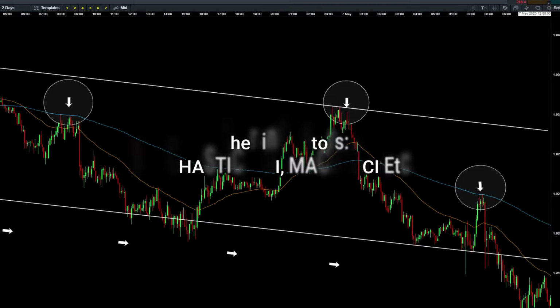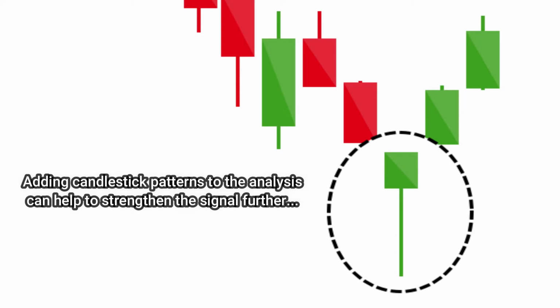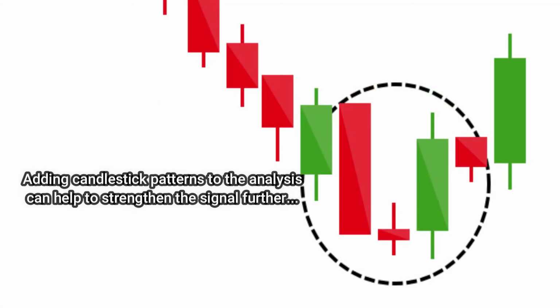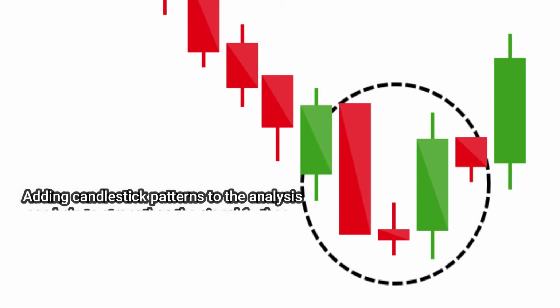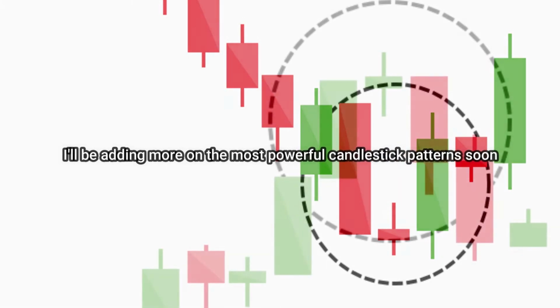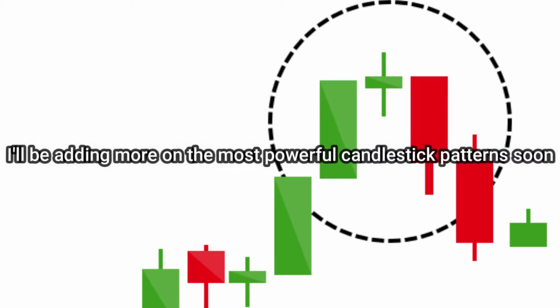Now, in conjunction with these indicators, for me personally, I like to use some sort of individual candlestick formation or combination of candlesticks to help confirm and verify the signal further. It's just a little bit extra. I'll be adding more video content soon on what are considered to be the most powerful candlesticks and candlestick patterns and formations, so be sure to watch out for that, okay?